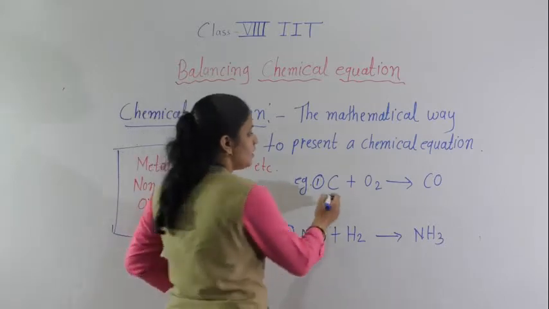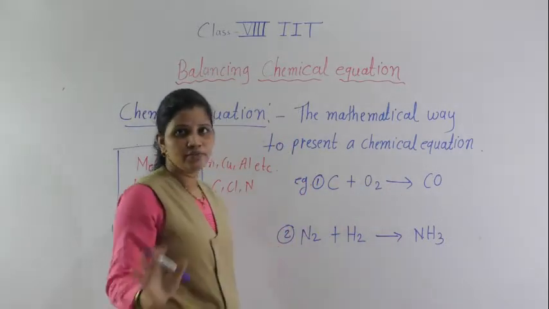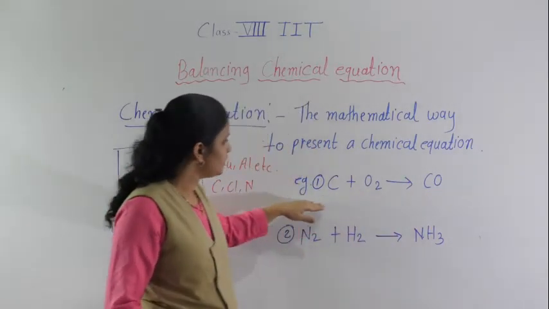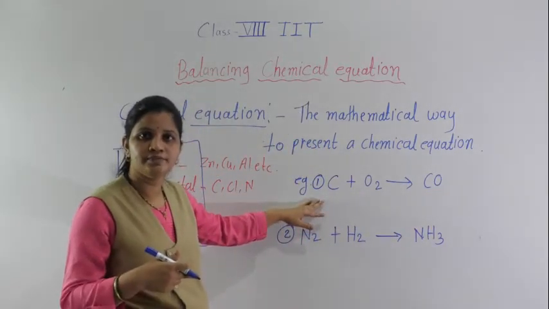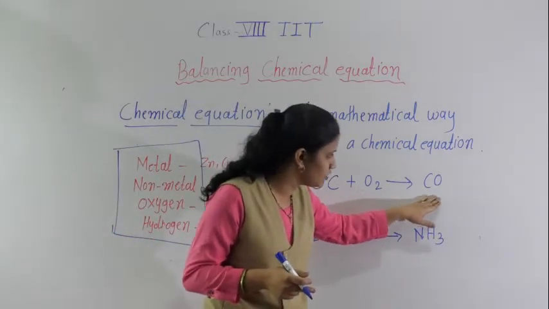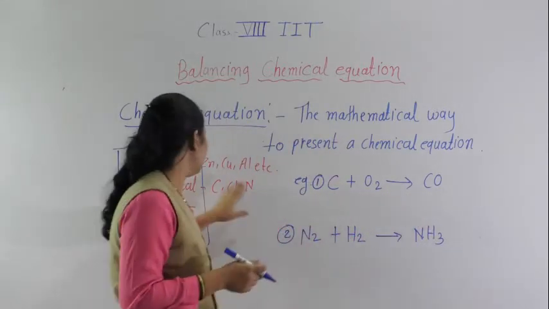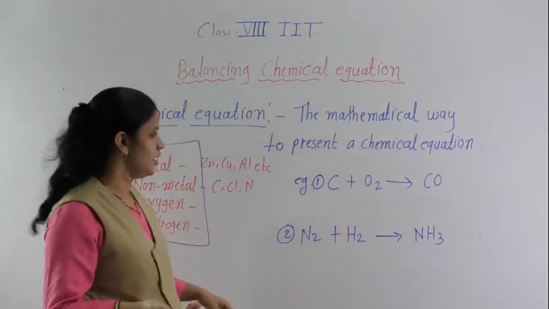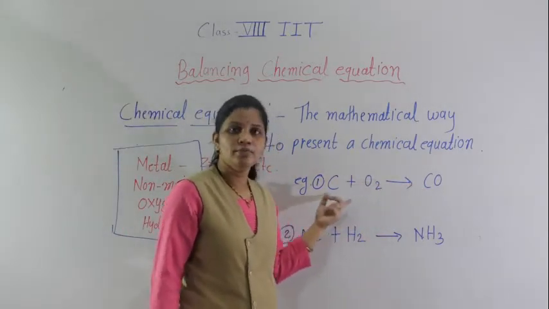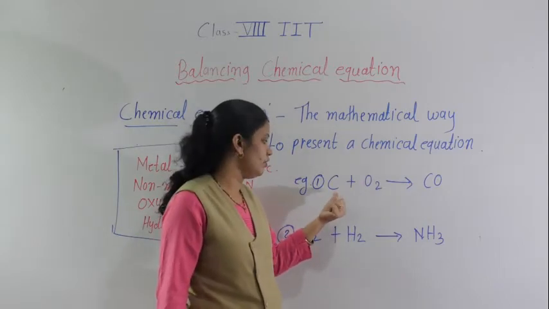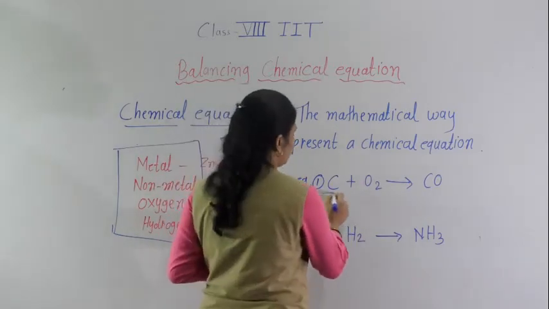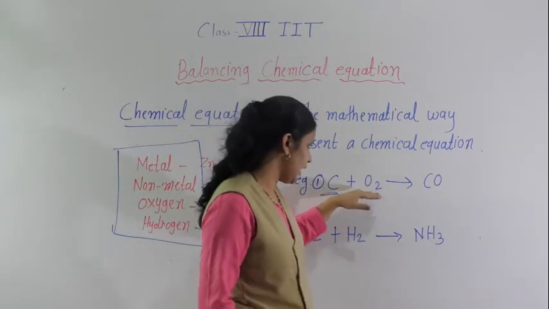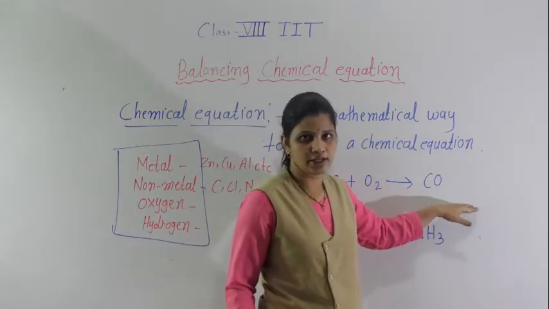Now observe the reaction on both sides: carbon, oxygen, and CO. In this reaction, is any metal present? No, metal is not present. The next thing we have to see is non-metals. Is any non-metal present here? Yes. Which? Carbon. Carbon is present on the reactant side and also on the product side.